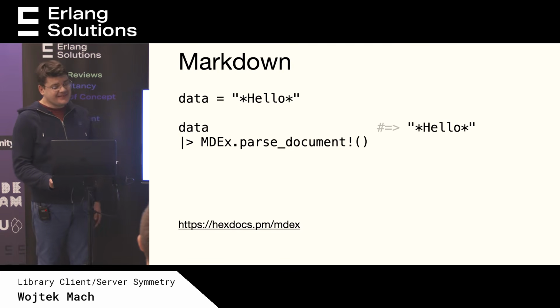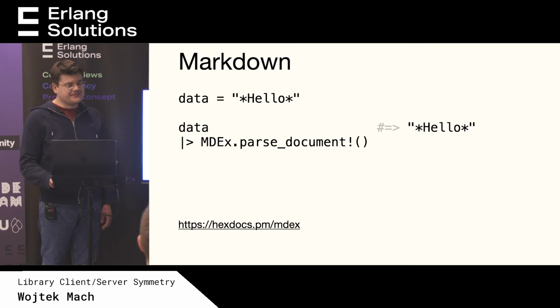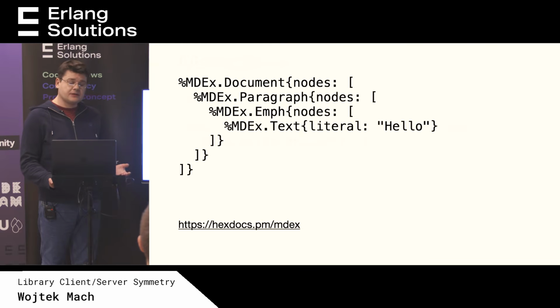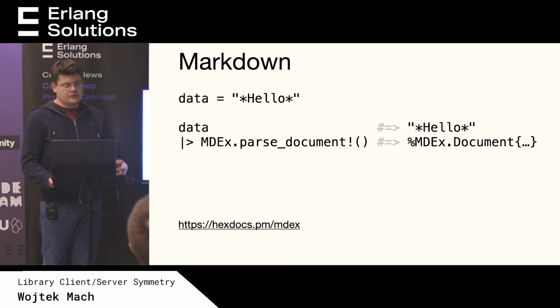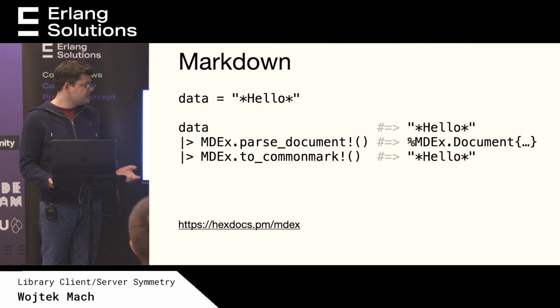Here's another example. It is not in the standard library. This is a package, MDEX. Shout out to Leandro who created it. We have a string of Markdown, and we can parse it. And we are going to get something like this, which is kind of like an AST. It's a semantic representation of the Markdown. Yeah, we can parse this and then turn it back into text. So again, we have this encoding and decoding.